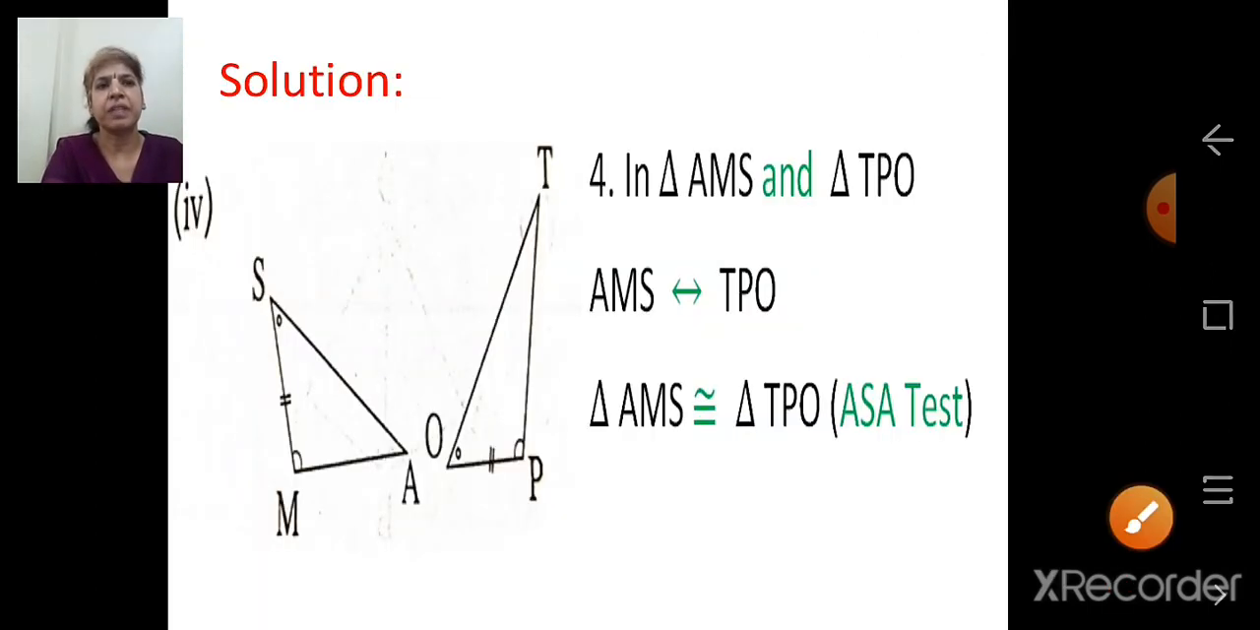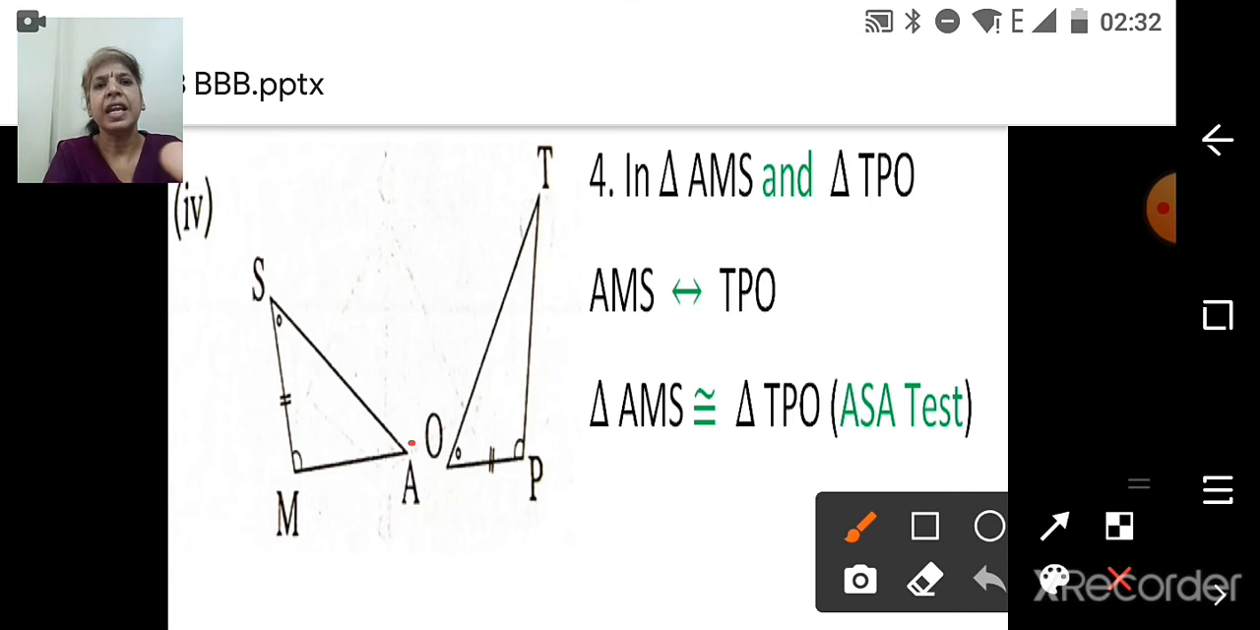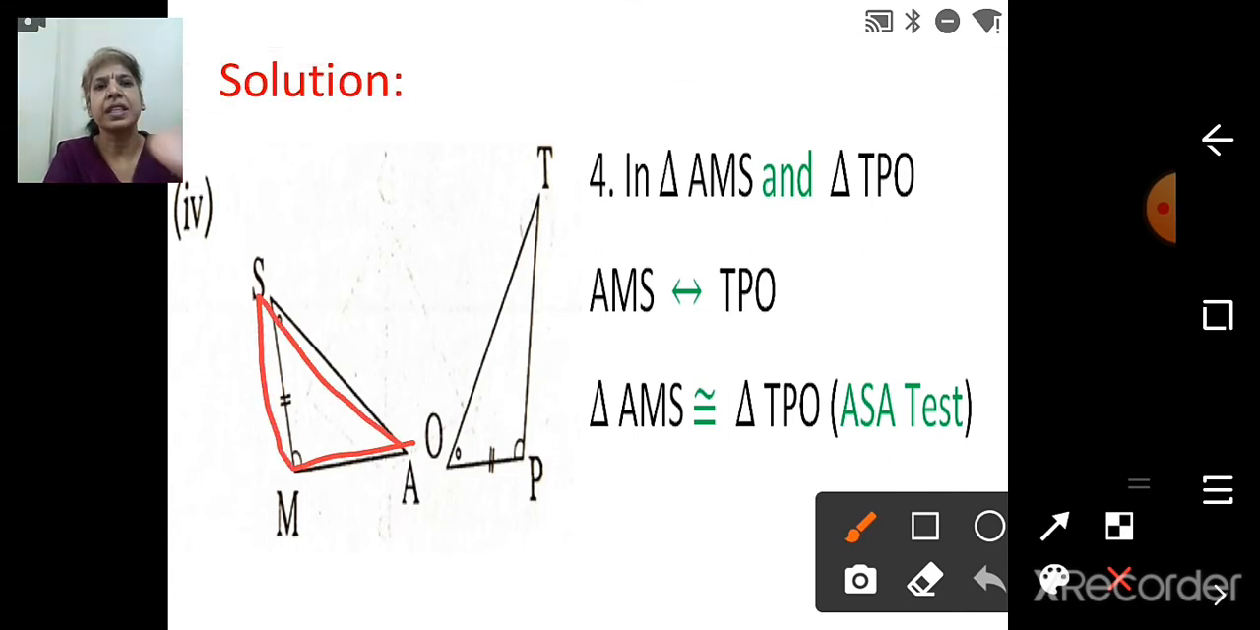So, solution. First we will write the name of the triangle. Here the name of the triangle is taken as AMS. So this is triangle AMS, and the point corresponding to A is T. A is not having any marking, T is also not having a marking. So A with T, and with M we are having P, and with S we are having O.